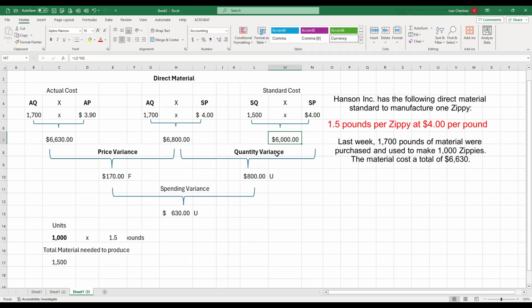So what do we have to answer? We have to answer that because we're using more material, we're overspending by $800, but we managed to get a cheaper material, which saves us $170. For that reason, overall, we're spending $630 more. Make sense?